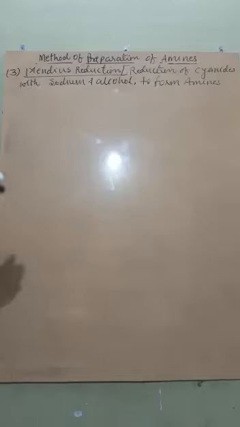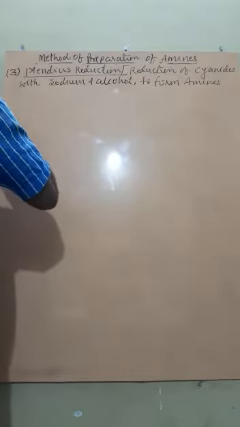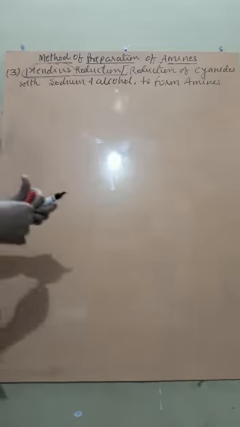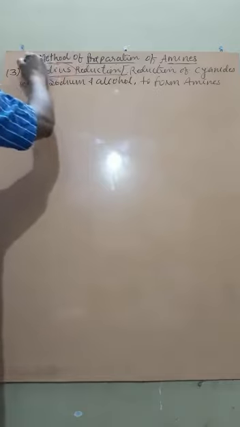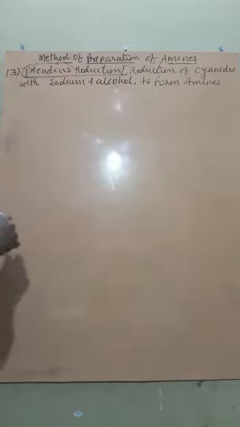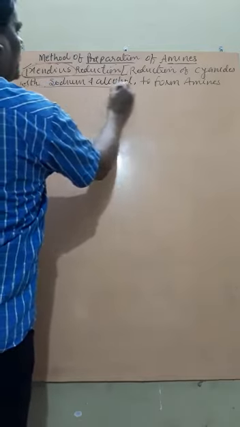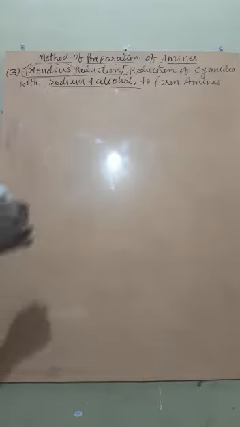Yes, student, the third method of preparation, again on the basis of a named reaction, is the Mendius reaction. This is also one of the important reactions. If we are writing Mendius reduction of cyanide, then the reducing agent must be specified. This is sodium and alcohol, or amalgamated sodium and alcohol.